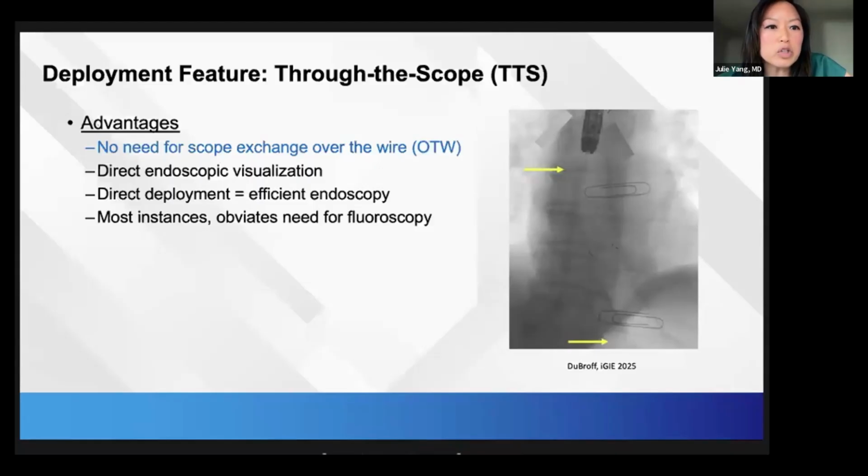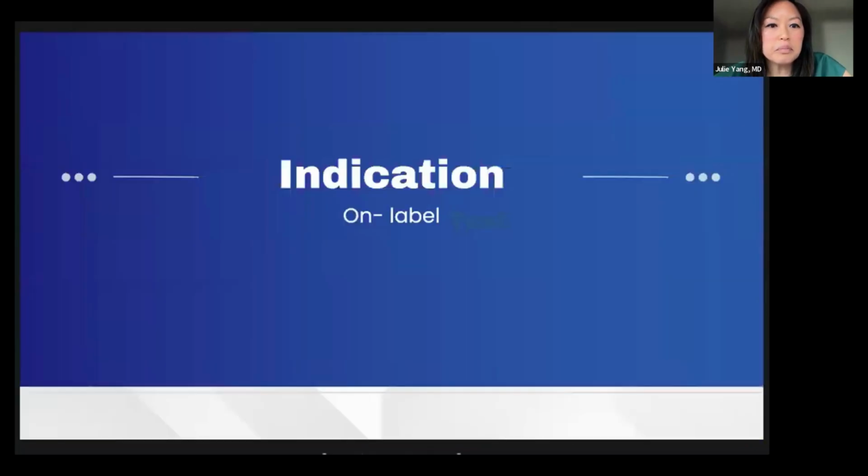No need for wire exchange, direct visualization the entire time you're deploying. And that leads to efficiency in endoscopy. And sometimes, I would say most times, it obviates the need for fluoroscopy. So all those silly things you do with the paper clips or whatever radiopaque material you use to estimate your markings and your landmarks, it obviates that need most of the time.